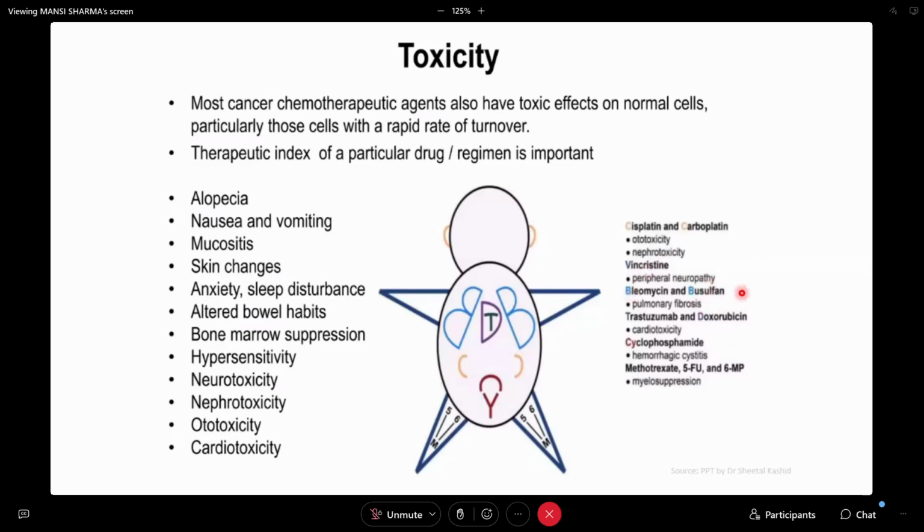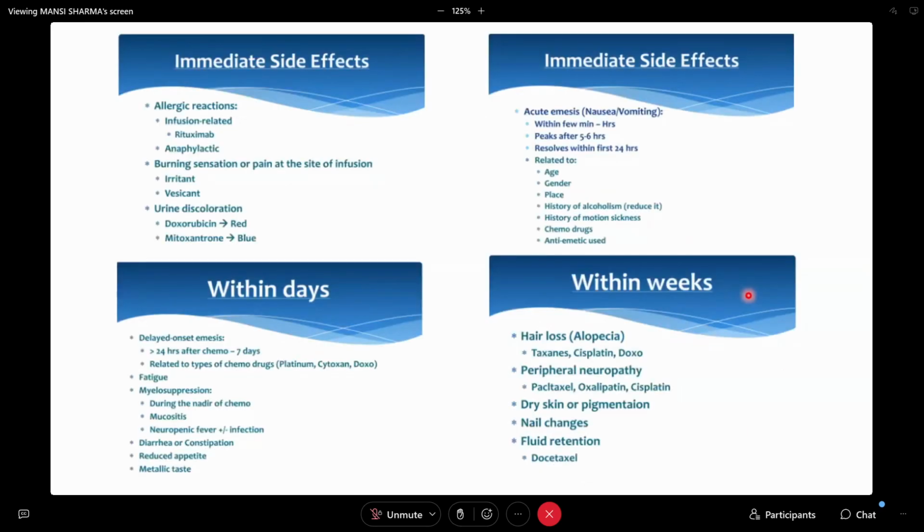Vincristine causes peripheral neuropathy. Bleomycin and busulfan are known to cause pulmonary fibrosis. Busulfan causes hepatotoxicity. Doxorubicin causes cardiotoxicity. Cyclophosphamide causes hemorrhagic cystitis, as well as ifosfamide. So we need to know how to manage that, again with increased hydration. Mesna, I'll be coming to that. And of course, myelosuppression.